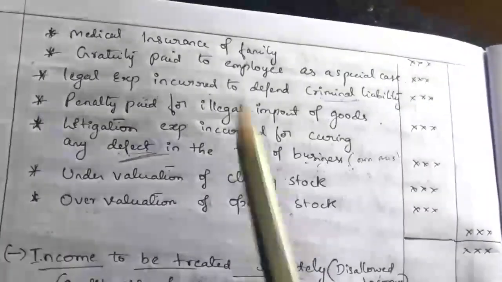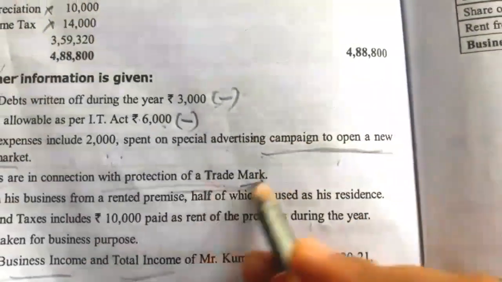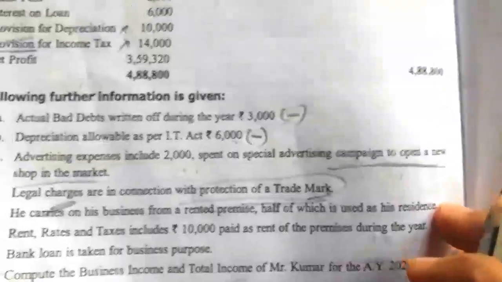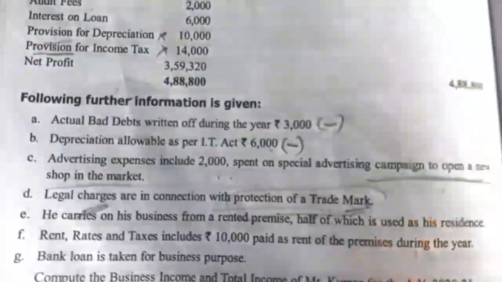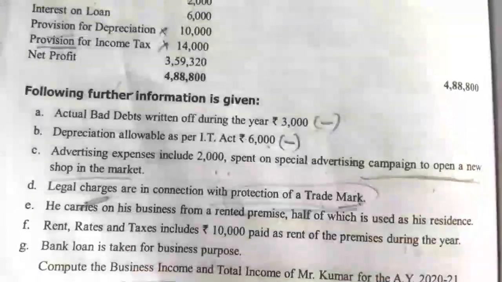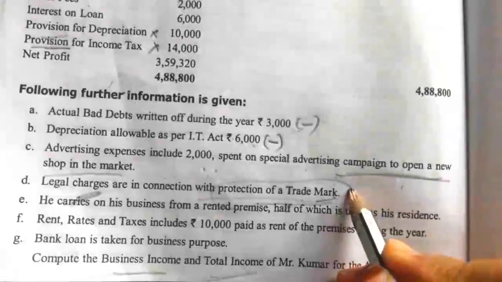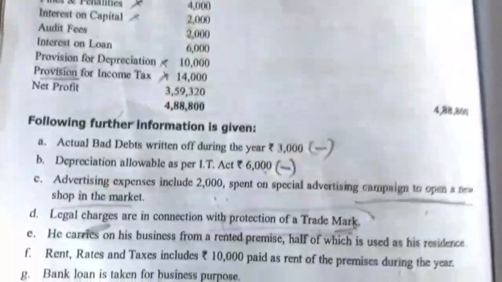Even legal expenses incurred to defend criminal liability are disallowed, but this one relates to a trademark, which means it relates to the business, so it is allowed. It is already recorded as an expense, so there is no effect for this adjustment. We have to ignore this point because it is allowed. If it were disallowed, then we would have to add it under disallowed expenses.